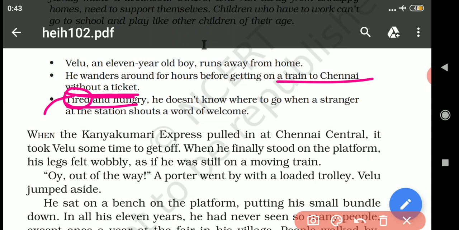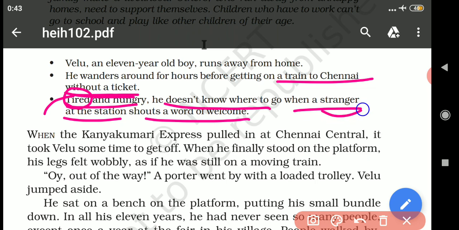So the boy was completely tired and hungry. He was hungry because he had no money to buy food during the travel, right? He doesn't know where to go when a stranger at the station shouts a word of welcome. Okay, he doesn't know. He arrived at the Chennai station, right? Chennai is a big city. On the platform, he finds millions of people. I think never before that day had he seen such a huge crowd in his life. Clear? When a stranger at the station shouts a word of welcome, and suddenly at this time, what happens?